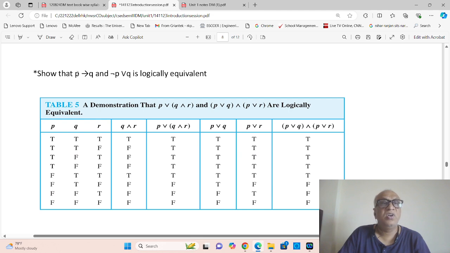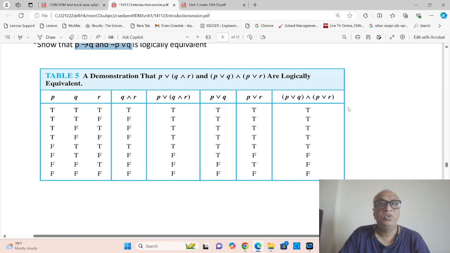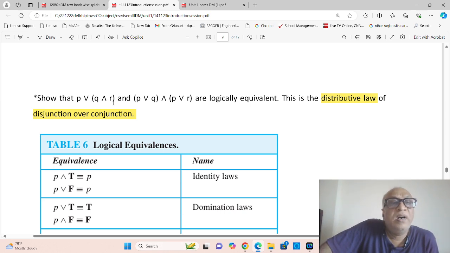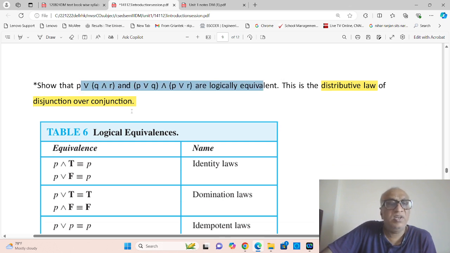So similarly, we can find out whether these two are logically equivalent or not. You can again check whether these two are logically equivalent or not. These are examples which you can solve by simplification and comparison. You can see here P or (Q and R), and there is one more, (P or Q) and (P or R). Actually, this is the distributive law of disjunction over conjunction. We need to show that they are logically equivalent.